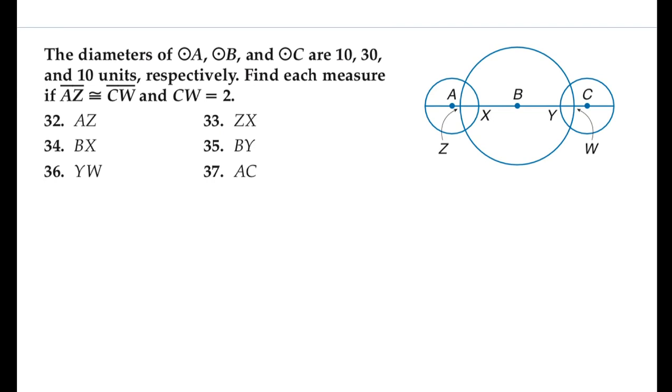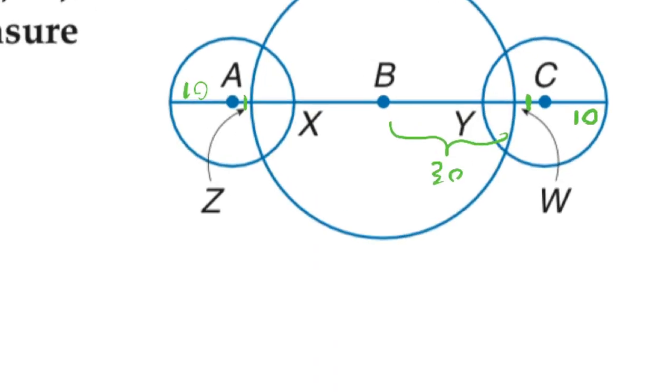So the diameters of these are 10, 30, and 10 respectively, meaning in order. So 10, and then B has a total radius, so I'm going to draw it like that, of 30, and then this has a radius of 10. Find each measure if AZ, oh, Z is pointing right there. So if this teeny segment there is congruent to this teeny segment there, so just zooming in, I marked this segment right there. So that's congruent to the mirror image on the right.